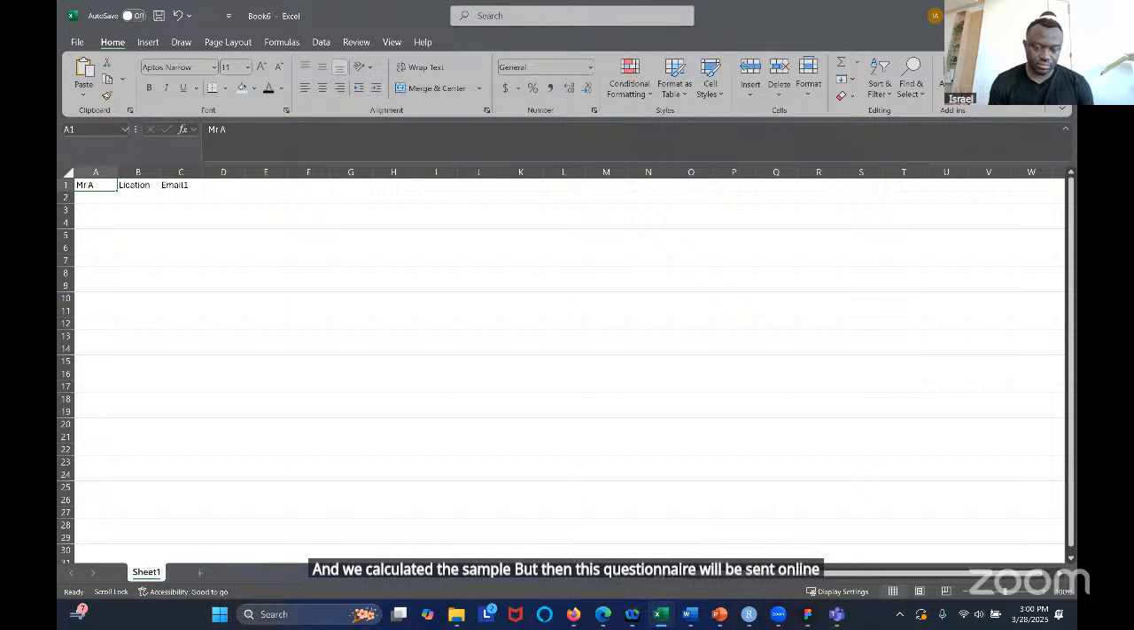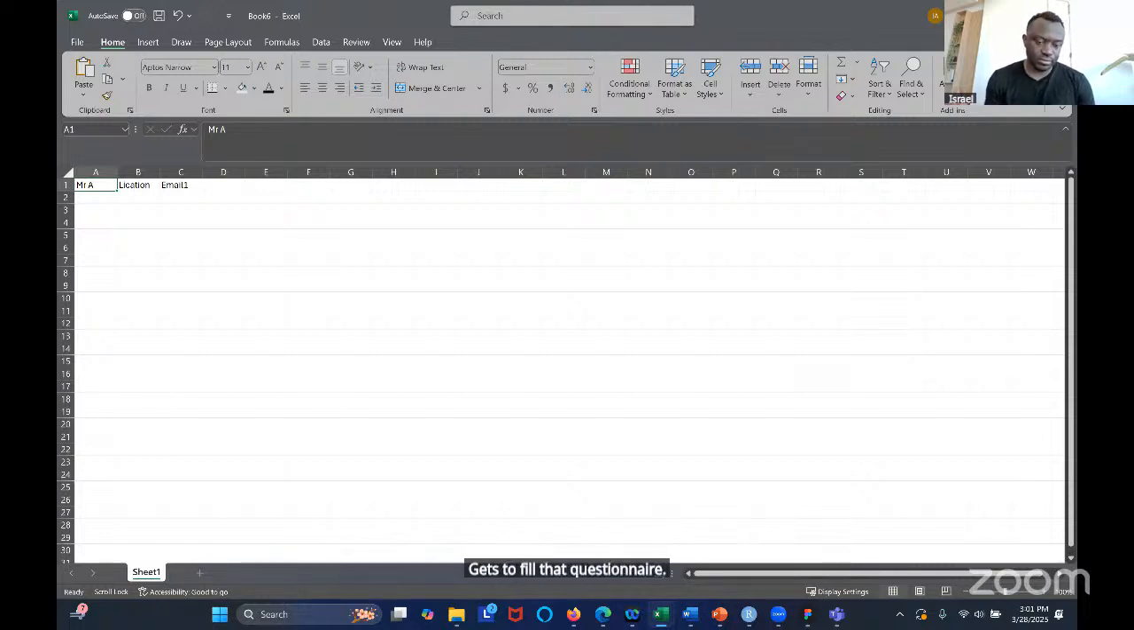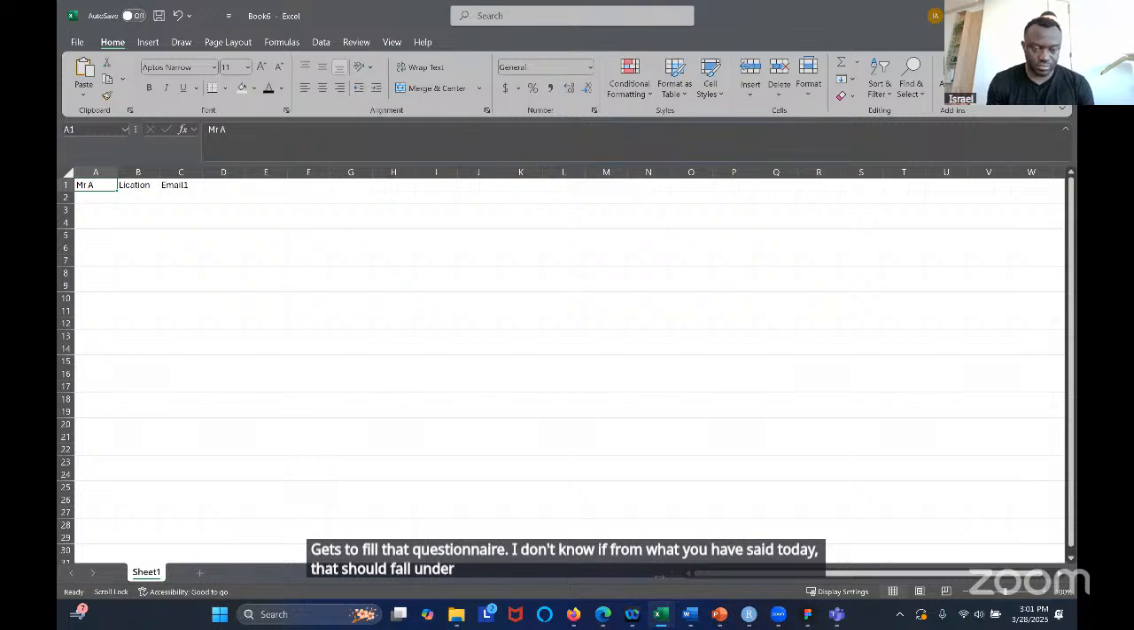And even though we know the total number of people in each class to fill the questionnaire, there are no specific measures put in place to ensure who gets to fill that questionnaire. So from what you have said today, should that fall under probability sampling? What specific type of sampling would that be, since we don't get to assign specific numbers? However, we know the numbers we want to get and the total number.